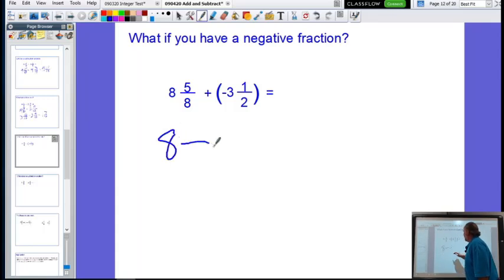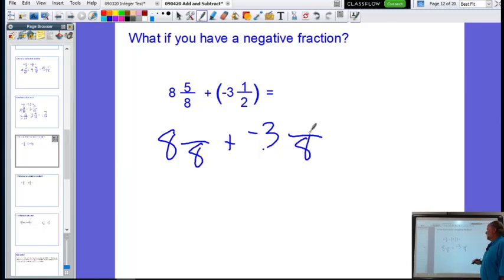So 8 new fraction, okay, plus -3 new fraction. And now, here's the 8. Can I turn this 2 into an 8? Yes, I can. So 8 becomes my common denominator. Okay, so did I do anything to this 8 to turn it into an 8? No. Leave it as a 5. Did I do anything to this 2 to turn it into an 8? Yes, I did. I multiplied by 4. So I'm going to multiply this by 4 to get 4.